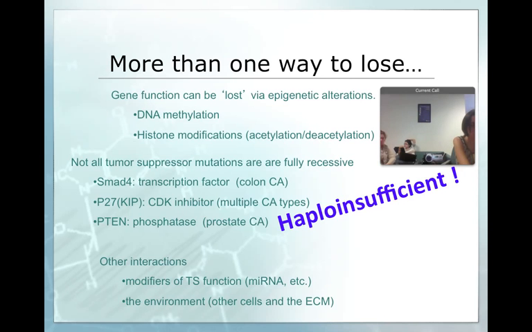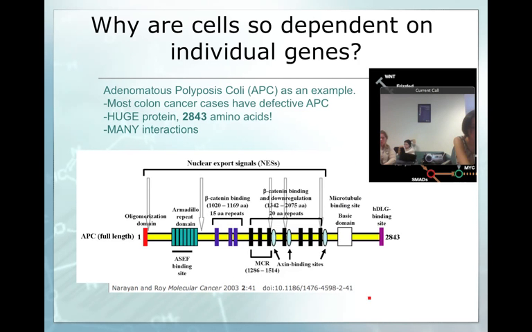Okay. All right, so one of the questions then, and I addressed this before, is why are cells so dependent on these individual genes? It seems like a terrible design. If you were building a bridge, you would never want the whole bridge to be dependent on one support. I mean, it's distributed load, right?